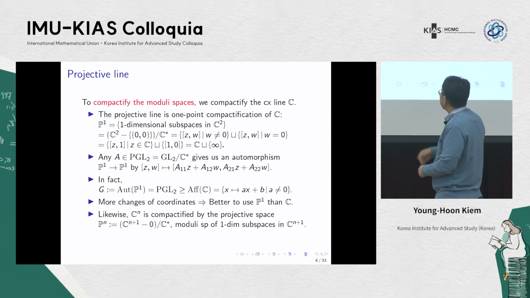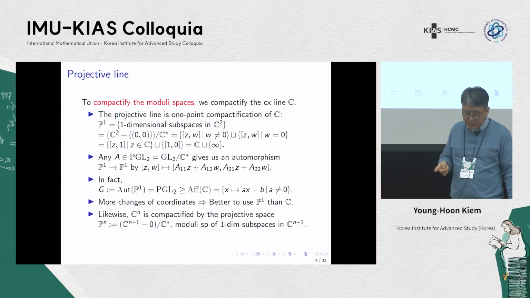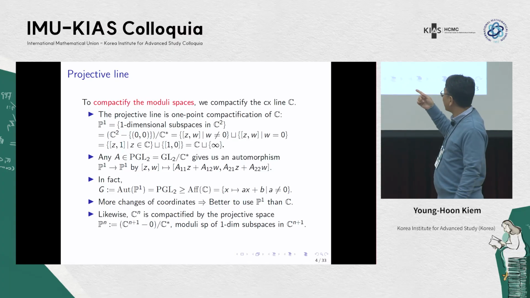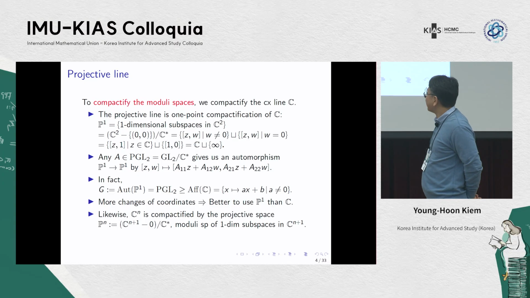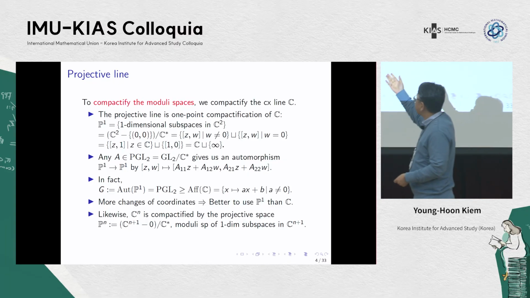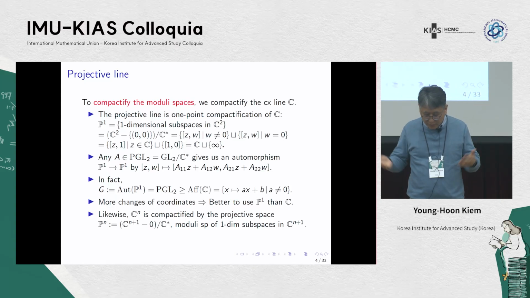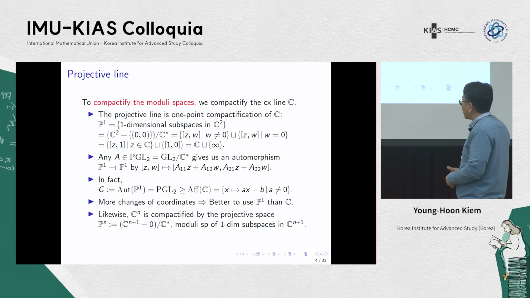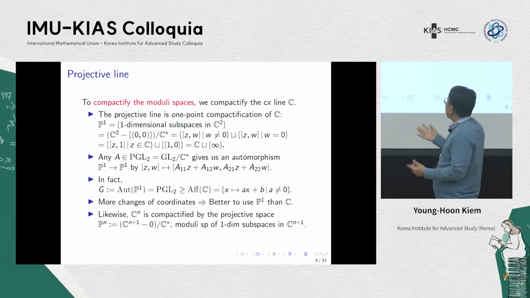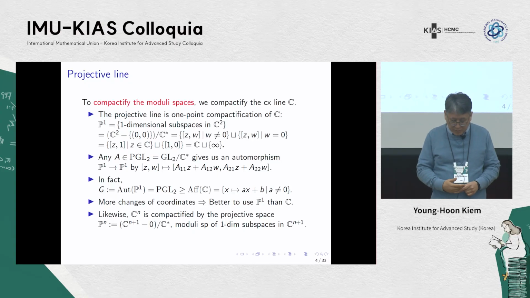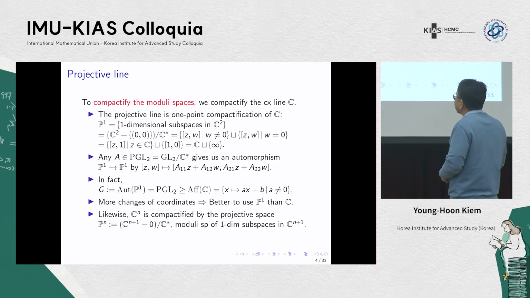So the action is just complex, it's a matrix multiplication. Z, W is mapped to A11Z plus A12W, A21Z plus A22W. So we have the action of PGL2. PGL2 is the group of 2 by 2 matrices quotient by the subgroup of diagonal matrices. And that's something sometimes in a complex analysis course called fractional linear transformation.